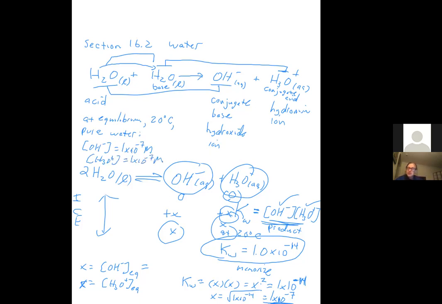Isn't that cool? They're equal to each other, right? Now, add an acid, it'll become acidic. Add a base, it'll become basic. We'll look at those kinds of solutions later on. But for right now, pure water, those are your concentrations. We'll get the pH and all that as well. So let's look at an example.